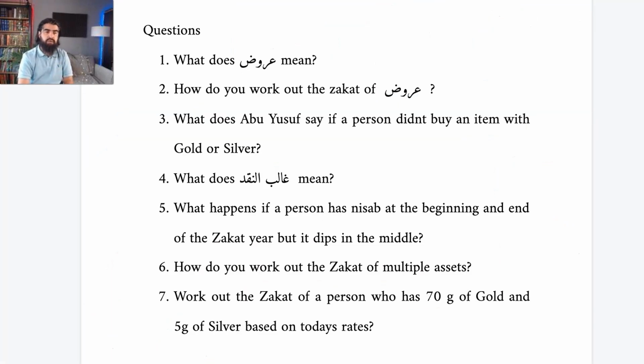Questions for you guys. What does urud mean? How do you work out the zakat of urud? What does Abu Yusuf say if a person didn't buy an item with gold or silver? What does naqad, ghalib al-naqad mean? What happens if a person has nisab at the beginning and end of the zakat year, but it dips in the middle? To explain there. How do you work out the zakat of multiple assets? You should know that. And work out the zakat of a person who has 70 grams of gold and 5 grams of silver based on today's rates.